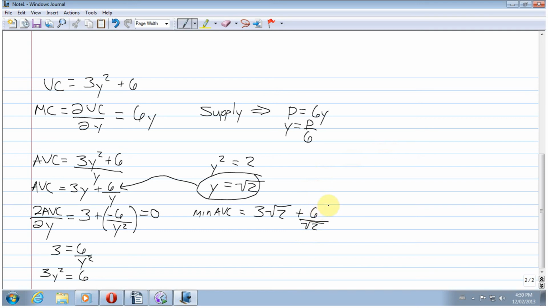So this gives us our shutdown point, right? If price is greater than or equal to the minimum value of average variable cost, then we produce. So our actual supply function is that y equals 0 if p is less than 3 root 2 plus 6 over root 2, and y equals p over 6 if p is greater or equal to that same thing.